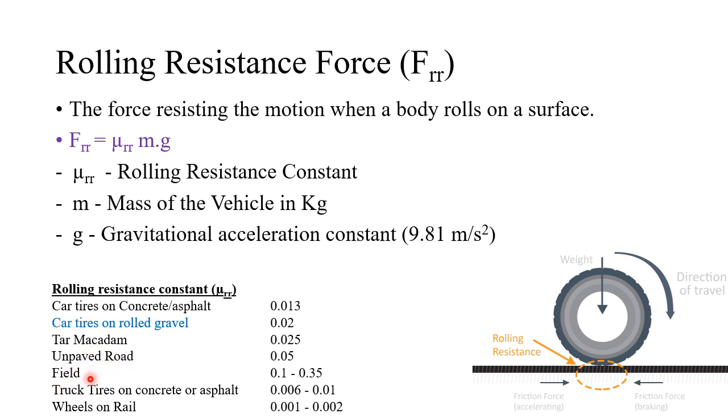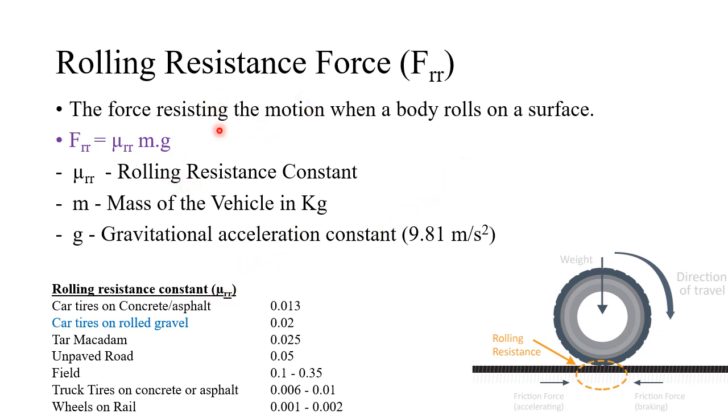If it is a field, that will be the highest resistance. Then here comes the mass of the vehicle in kg. So m is the mass of the vehicle, the total weight of the vehicle in kilogram. Then g is the gravitational acceleration constant, that is 9.81 meter per second square. So this is the formula for calculating the rolling resistance force.